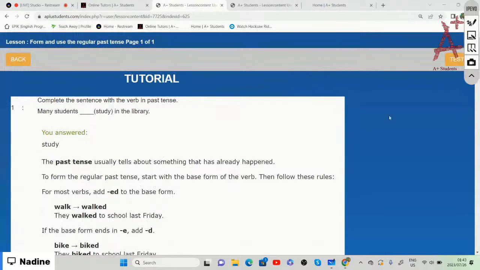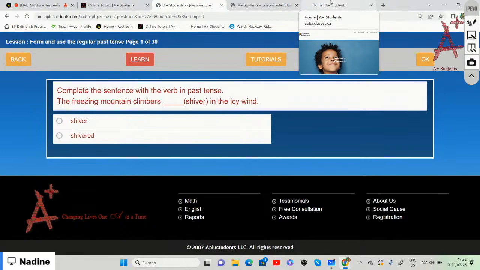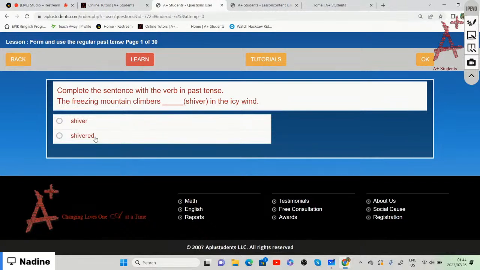All right, so now we are going to our test. We need to complete the sentence with the verb in the past tense. The freezing mountain climbers shiver in the icy cold. We need to select the past tense. Is it shiver or shivered? We need to select the correct word. So if we select the correct past tense form, then we will say that they shivered, because shiver means something that they're doing now, but we're talking about the past.